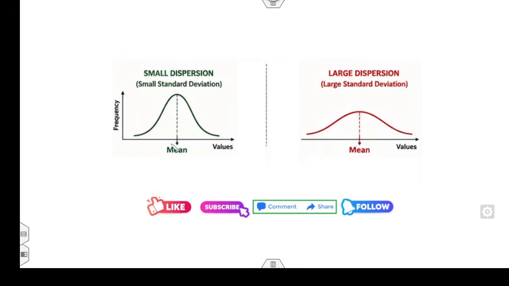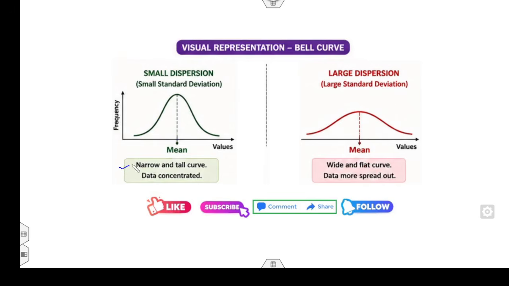Another example: if you look at these two graphs, clearly the average value is considered the same, and you can see the spread, which is called the standard deviation, or simply the spread, in case study A is less compared to B. So that means case study B has a larger dispersion compared to case study A. Fine. Or you can say the narrow and tall curve has data concentrated towards the mean, while in the wide and flat curve the data is more spread out.